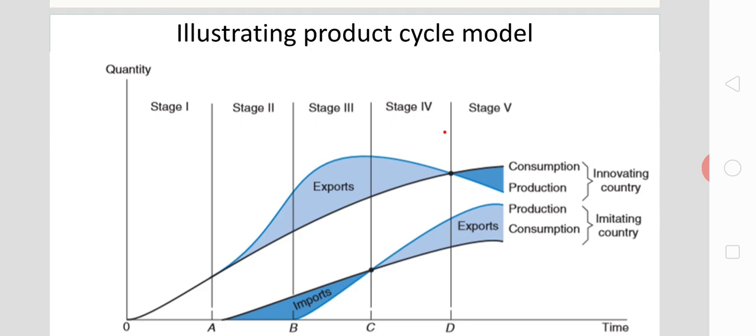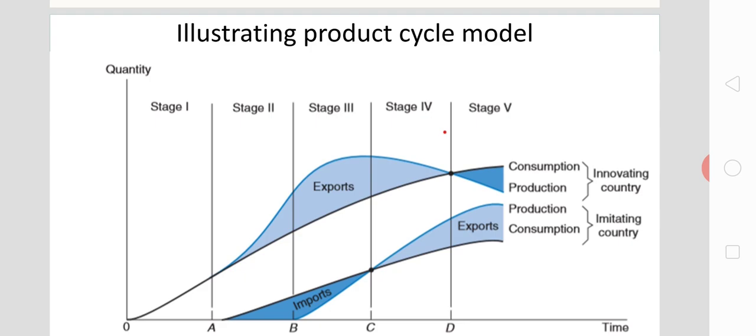For example, Japan learned how to produce radio at a cheaper cost than the United States, which is the innovating country, and instead of importing from the United States, Japan starts producing the radio and exports to the United States at an even cheaper rate.